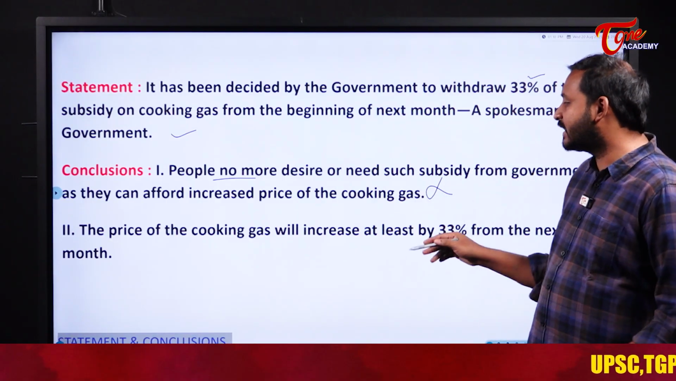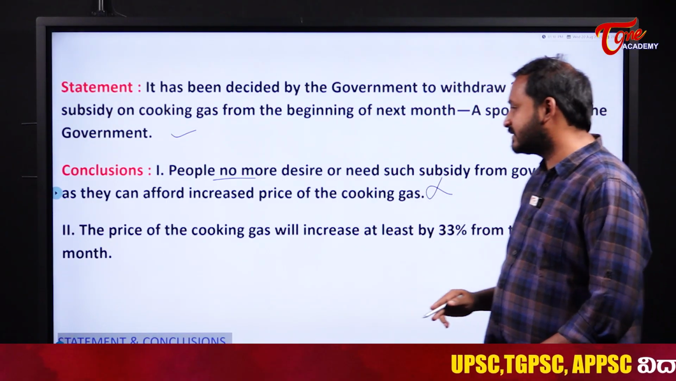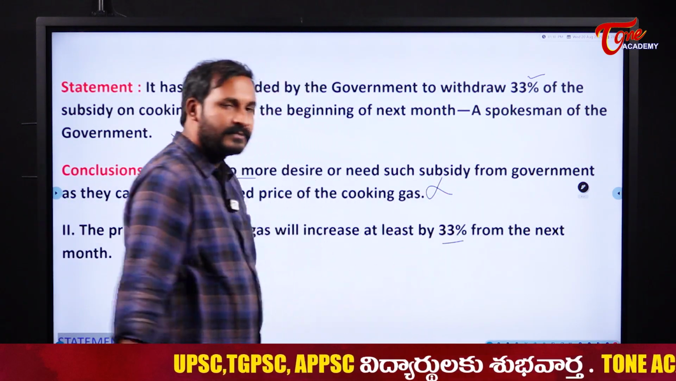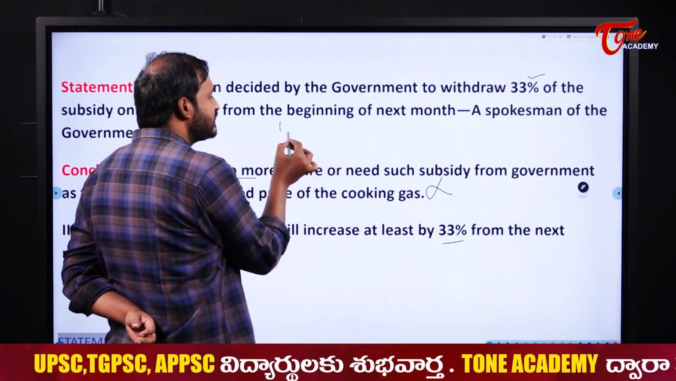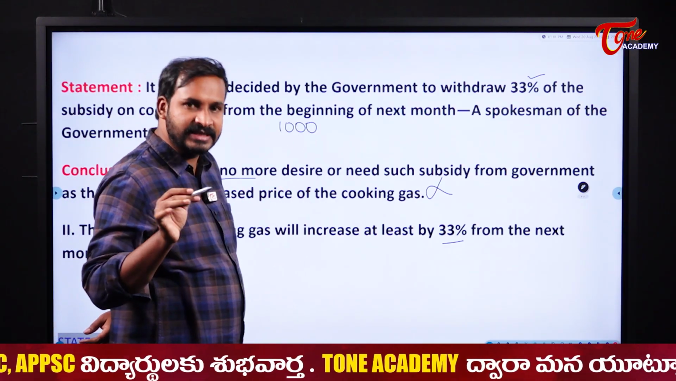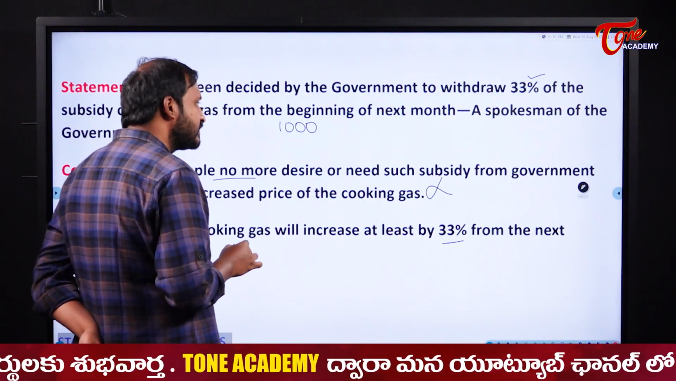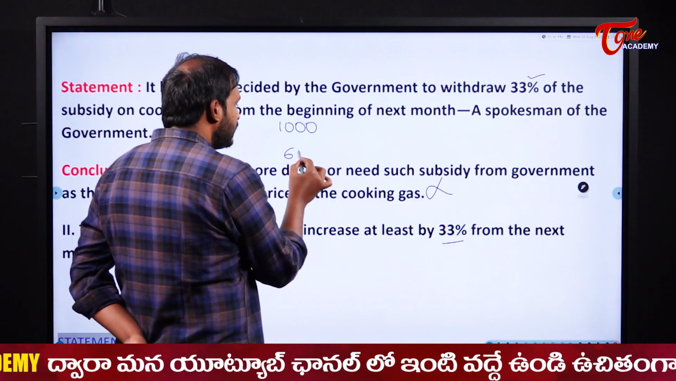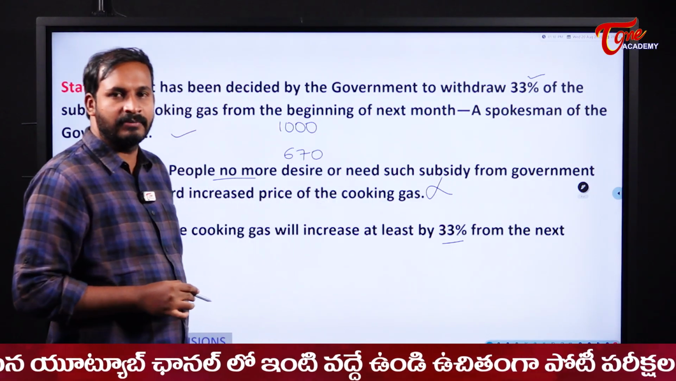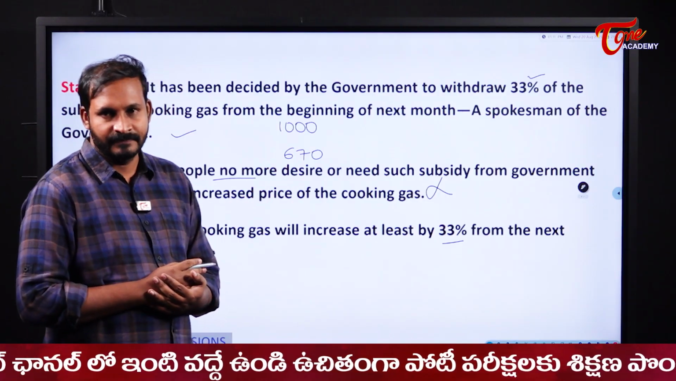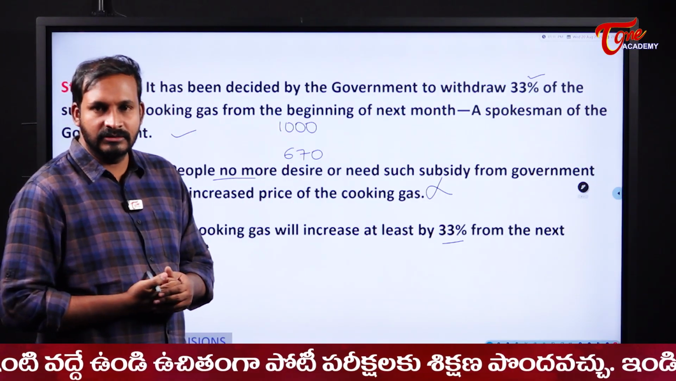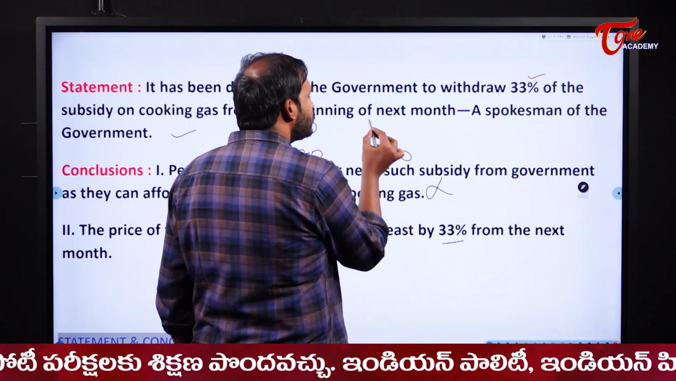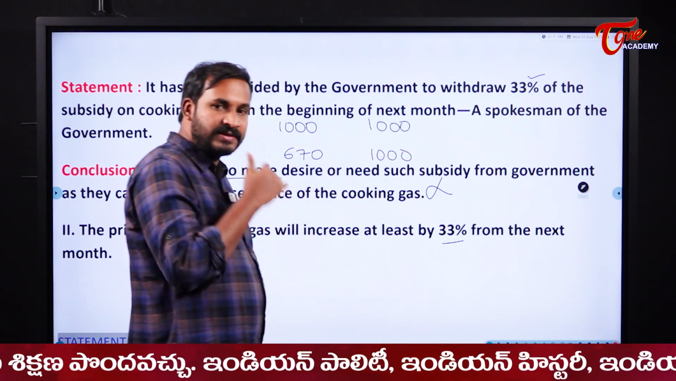Next, the price of cooking gas will increase at least by 33% from the next month. This one requires some calculation. See, for example, if the cooking gas price is 1000 rupees, now in this 33% withdrawn means, usually the public used to get the cooking gas for 670 rupees. Why? Because there is a subsidy of 330 rupees here. Now they need to pay how much? 1000 rupees. Why? Because there is no subsidy.